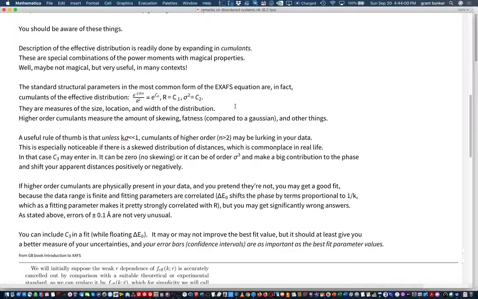So, and then the higher order cumulants, like C3, measures the amount of skewing. It's not the skewness because it's a dimensional parameter of order sigma cubed. And the C4 kind of measures how fat or skinny the distribution is, how compact it is relative to a Gaussian of the same width, of the same sigma.